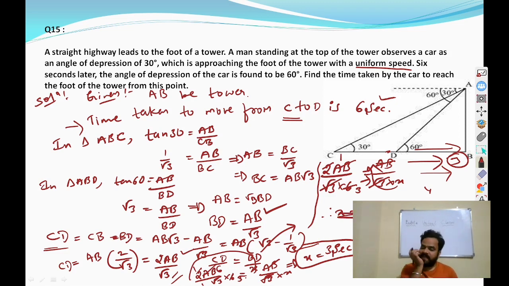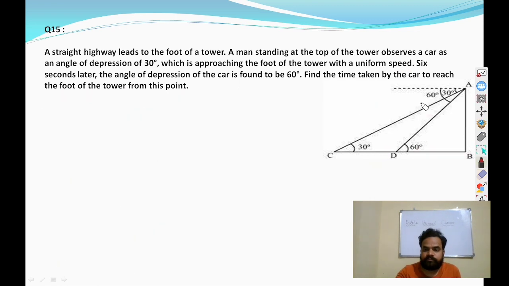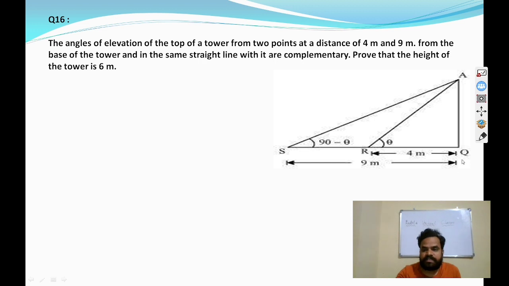Clear? So this is about the 15th problem. Can we go for the next question now? The last question, all of you. This is the last question.